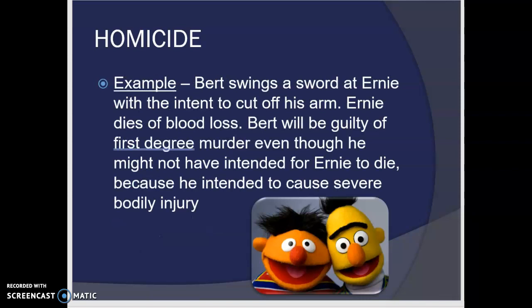All right, here's my example of homicide. Bert swings a sword at Ernie with the intent to cut off his arm. Ernie then dies of blood loss. In this case, guys, Bert is going to be guilty of first-degree murder, even though he might not have intended for Ernie to die, because he intended to cause severe bodily injury. So in this case, guys, we do have first-degree murder. Even though he can say, I did not intend for him to die, that's not going to be sufficient.